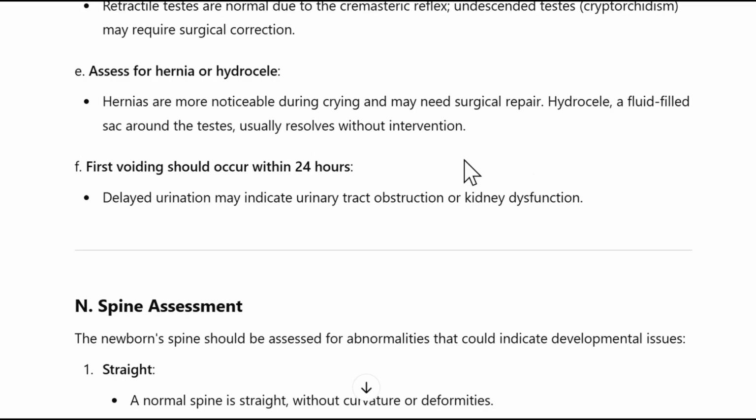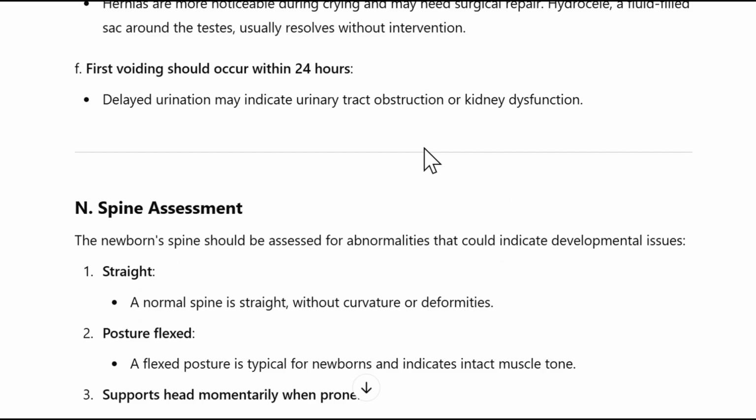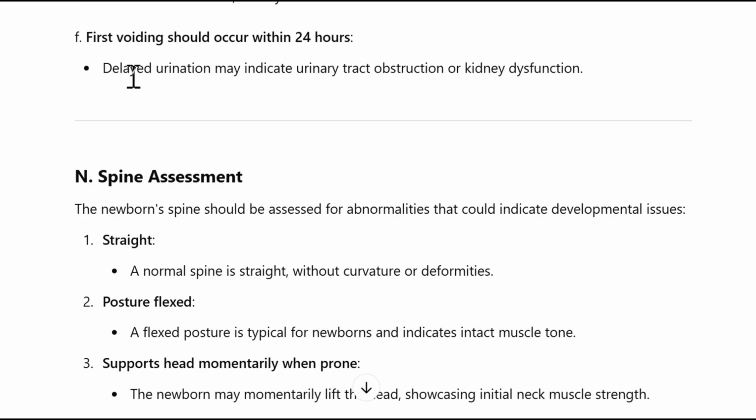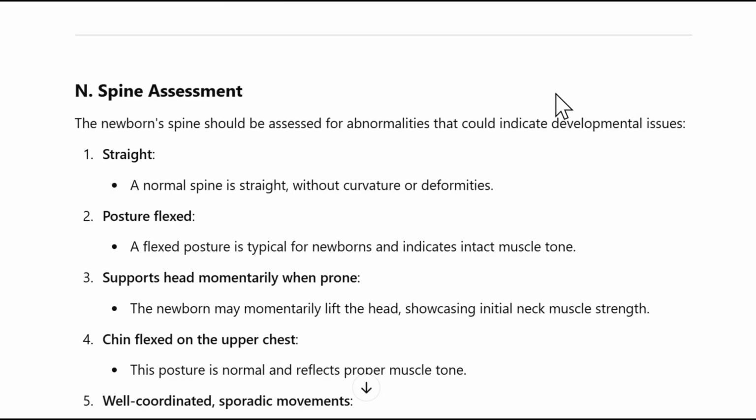Assess for hernia or hydrocele. Hernias are more noticeable during crying and may need surgical repair. Hydrocele, a fluid-filled sac around the testes, usually resolves without intervention. First voiding should occur within 24 hours. Delayed urination may indicate urinary tract obstruction or kidney dysfunction.